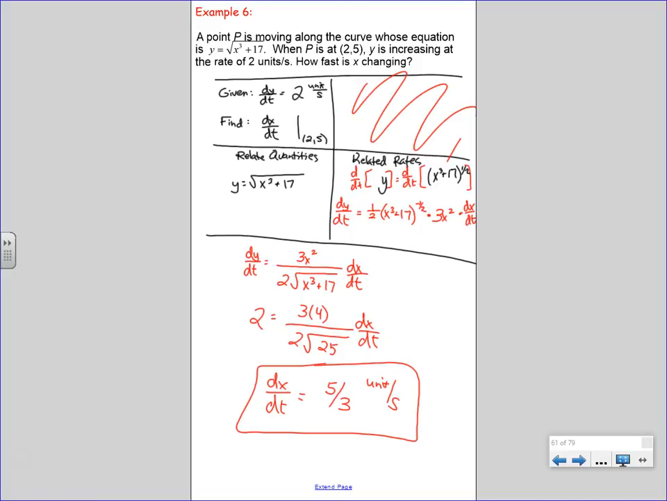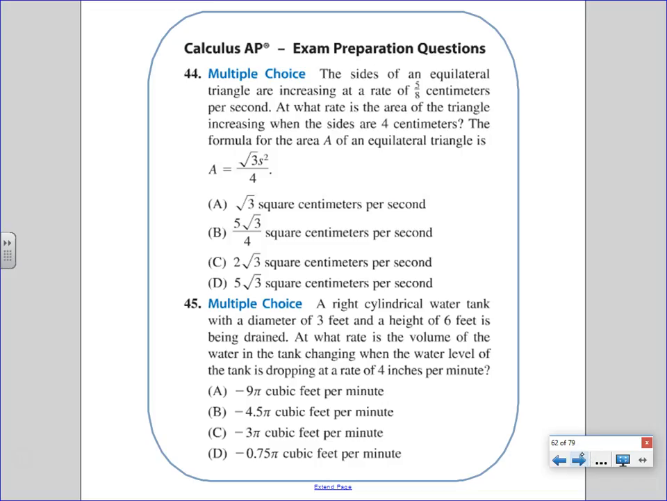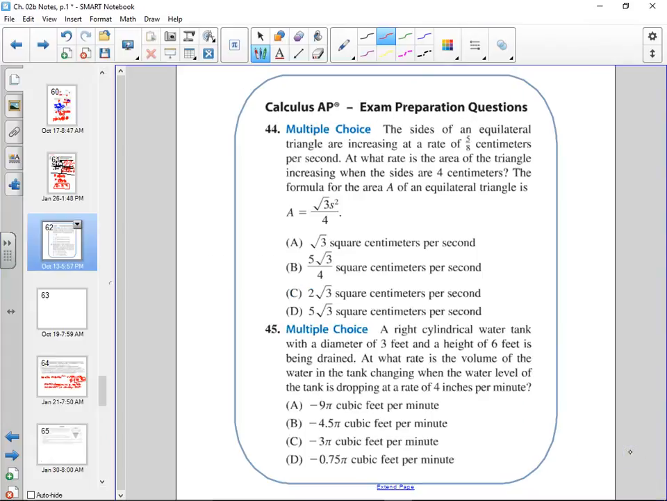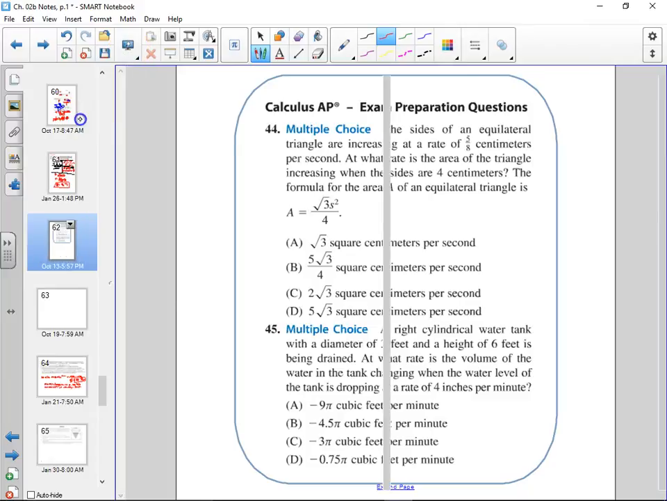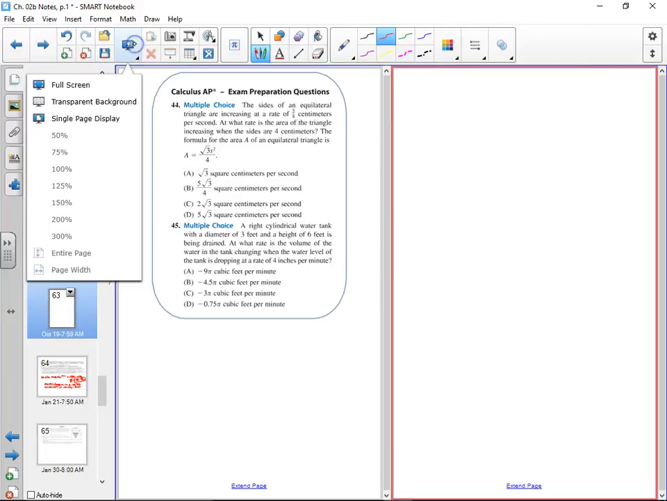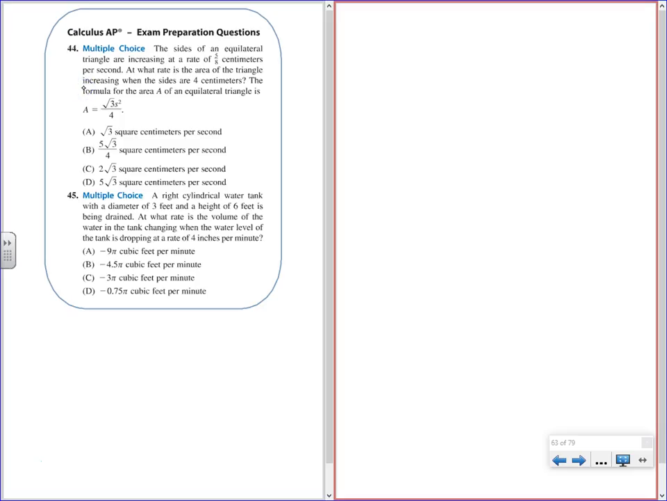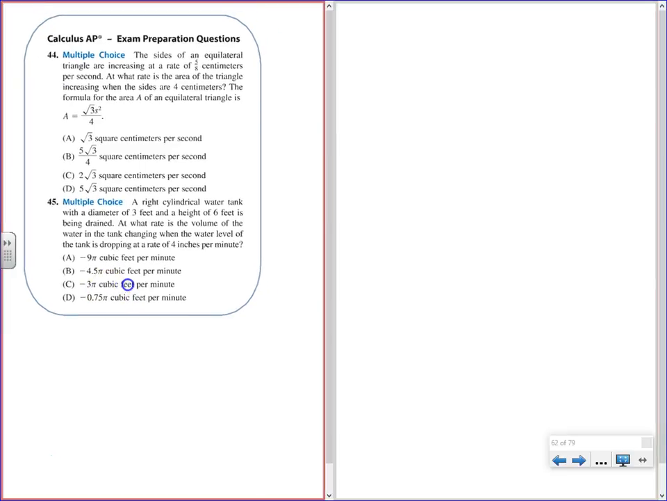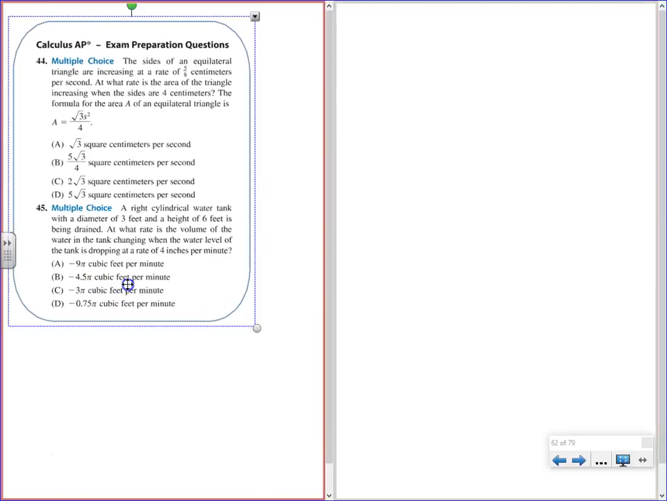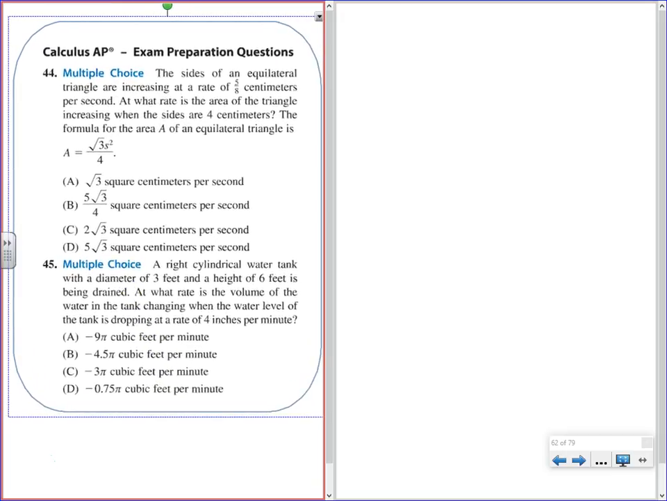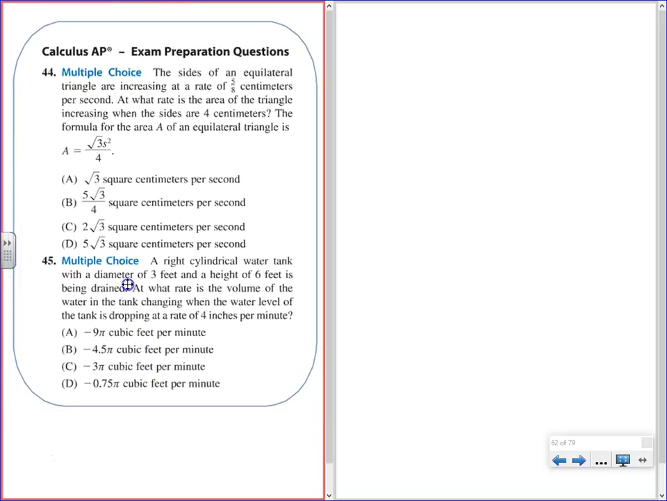So when we go and look at a multiple choice question like number 44, I'm going to go ahead and dual page it so that we can work on it together. You're not having to work on these alone, not right now. What makes number 44 harder? Do you see a formula? That's what makes it harder. You don't see a formula. They don't just give it to you like the last problem. Some related rates just give it to you. This one doesn't.